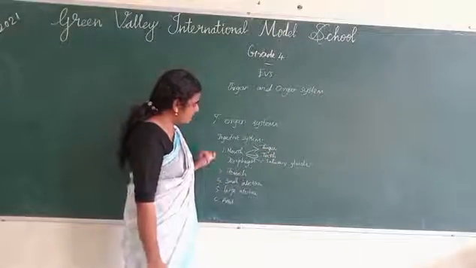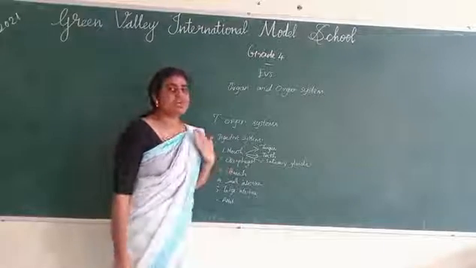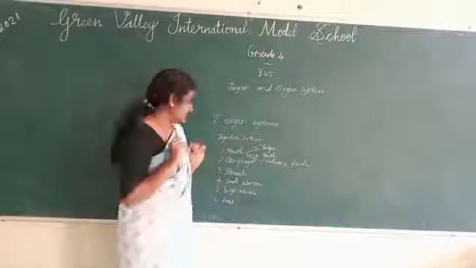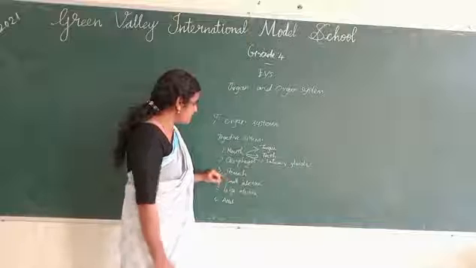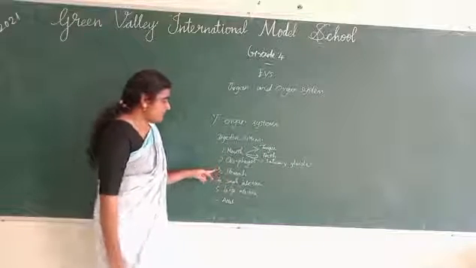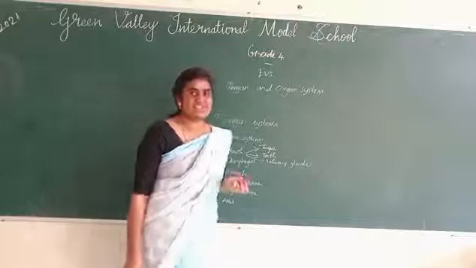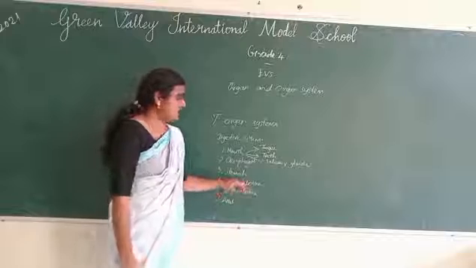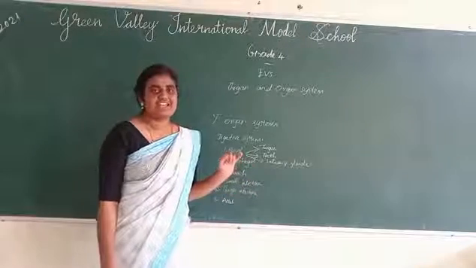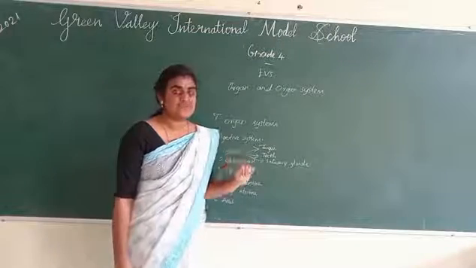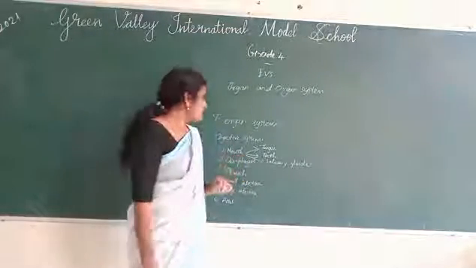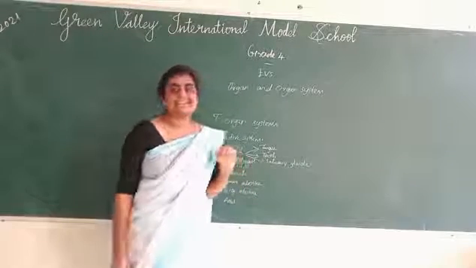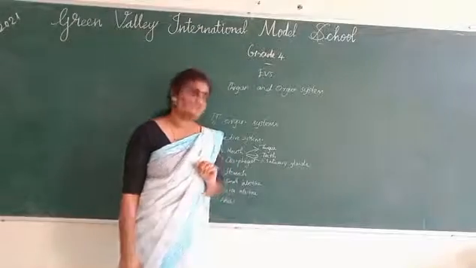And the next one is the esophagus. The esophagus connects our mouth and stomach, and it is 15 centimeters in length. Then the next one is the stomach. The stomach helps us to digest our food. The fourth one is the small intestine. The small intestine is a thin tube, and it is 6 meters in length.